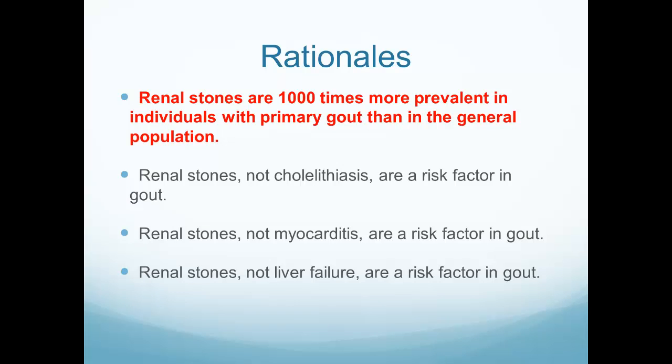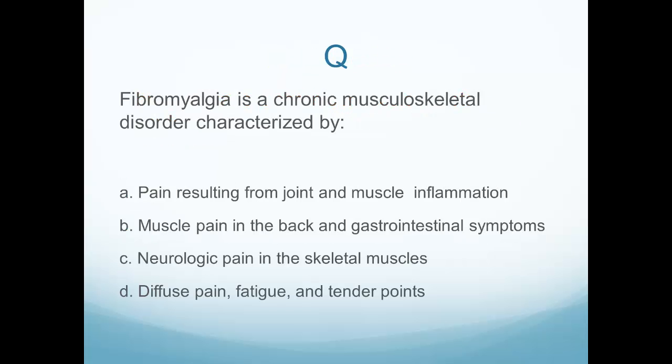Renal stones are 1,000 times more prevalent in individuals with primary gout than in the general population. Now, again, don't misunderstand that. It's 1,000 times more prevalent in somebody who has gout that they're going to have a uric acid stone than in the general population. However, most renal stones are caused by calcium. We're going to talk about that in the renal section, though, so don't get too involved with that now.